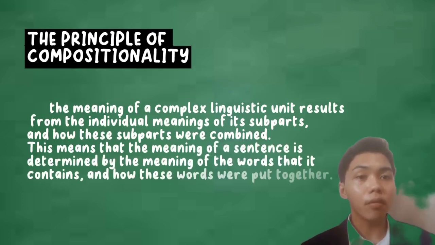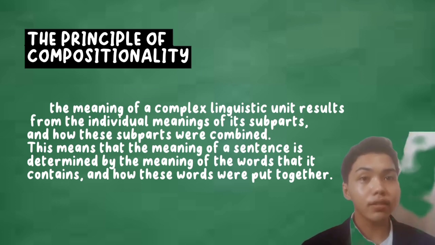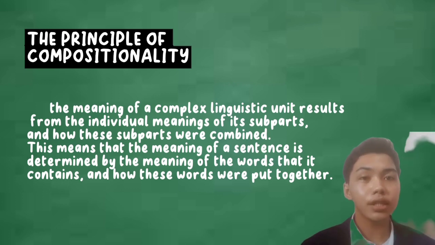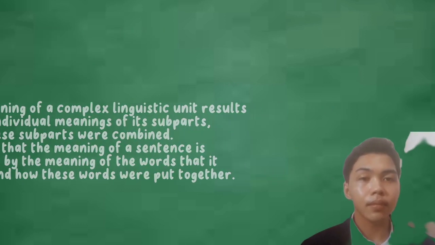The meaning of a complex linguistic unit results from the individual meanings of its subparts and how these subparts are combined. This means that the meaning of the sentence is determined by the meaning of the words that it contains and how these words are put together.